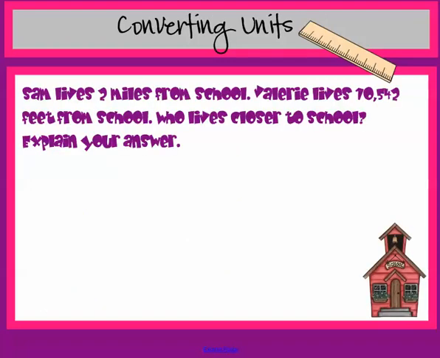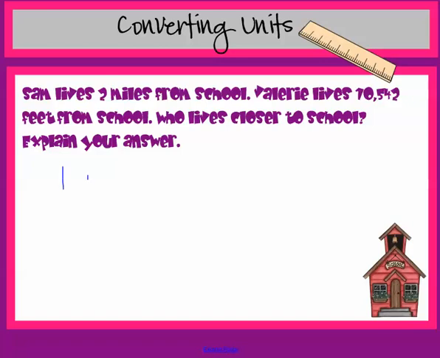All right, let's take a look at a couple of examples, a couple of context problems involving conversions. In this story, Sam lives 2 miles from school, while Valerie lives 10,542 feet from school. The question is, who lives closer to school? So we're going to explain our answer by showing our work. Now we're looking at miles and feet, so it would be helpful if we can convert either miles to feet or feet to miles. In this case, I'm going to convert the miles. I'm going to convert Sam's distance into feet.